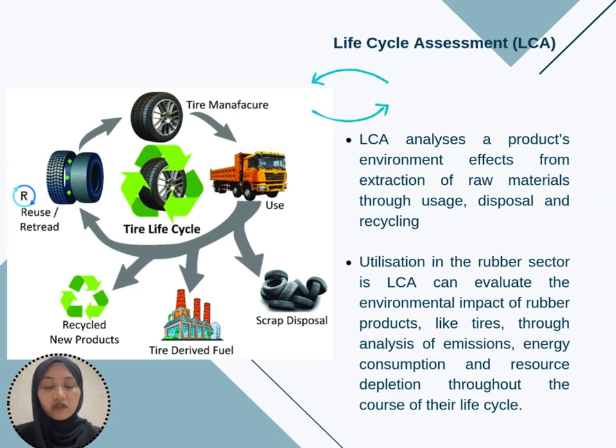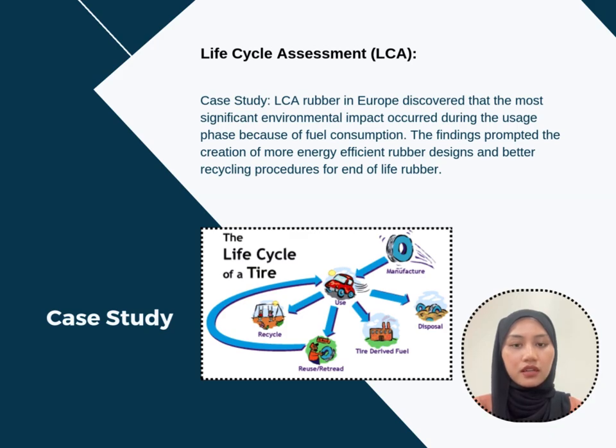Tires are produced through various processes before being used or installed on a vehicle. When the tire is damaged or has reached the end of its life, it will be discharged. Tires will be sent to tire-derived fuel to be disposed of. Here, the tires will be processed into other products and will be recycled. It will repeat itself until the life of the tire is over. Therefore, no waste. The case study for LCA: an LCA of rubber in Europe discovered that the most significant environmental impact occurred during the usage stage because of fuel consumption. The finding prompted the creation of more energy-efficient rubber design and better recycling procedures for end-of-life rubber.